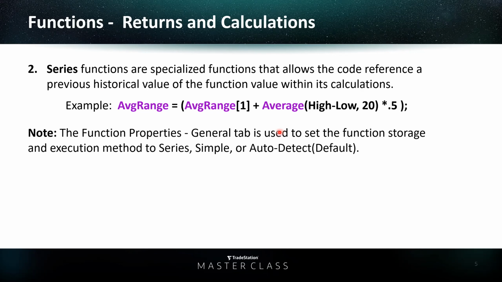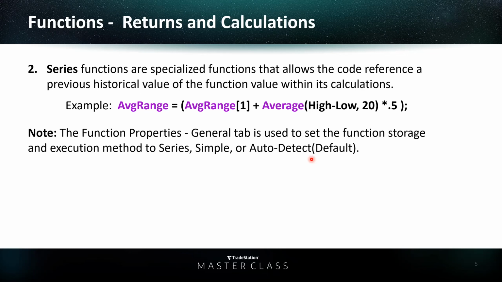And that's something that you can assign to the functions. Most functions will be set to auto detect. That's the way that I usually use them, but I just want you to be aware that there are different types of functions as to the value that they return. In the properties, right here, there's a note that in the general tab is where you set the method to series, simple, or auto detect. If you're not really sure, just set it to auto detect and EasyLanguage will do its thing.